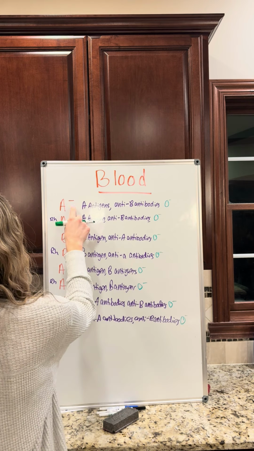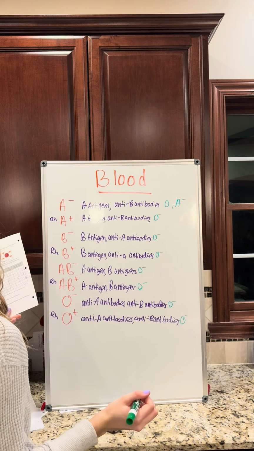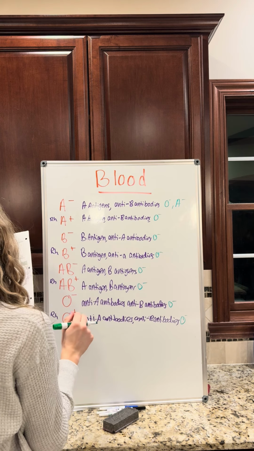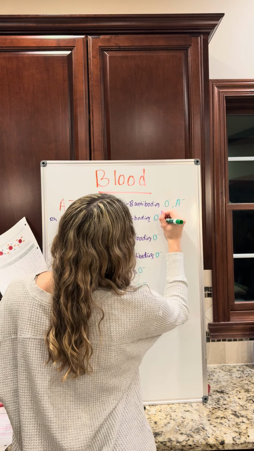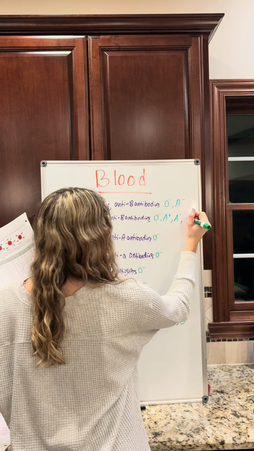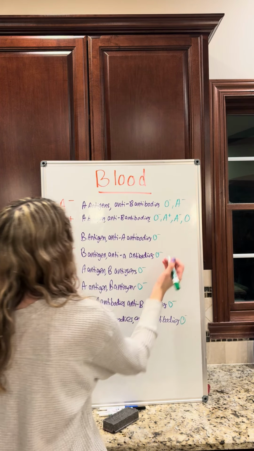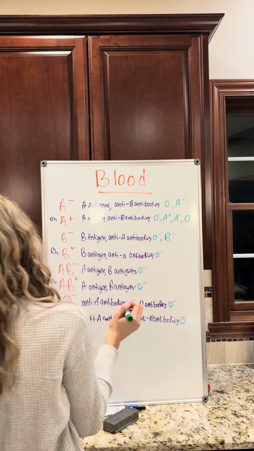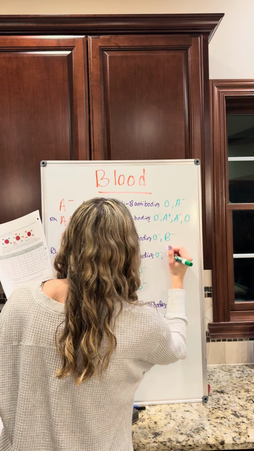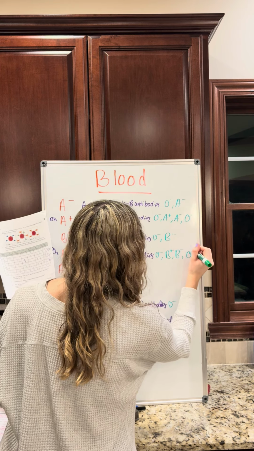So, A minus, you can only get from A negative. And then now plus, since it has the RH antigen, you can get A plus, A minus, and also O plus. And then, so B for the minus, you can only get the B minus. And then because it has the RH antigen, again, you can get B plus, B minus, and also O plus.